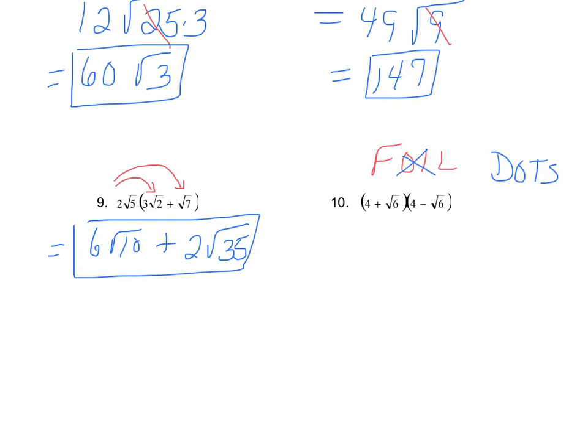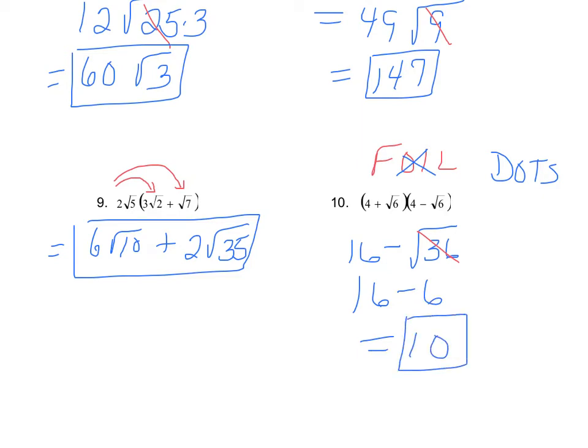So first, 4 times 4 is 16. Last, positive radical 6 times a negative radical 6 is going to be a negative radical 36. Square root of 36 is 6, so now I have 16 minus 6, which is plain old 10. How easy was that? Let's go on to some more examples.